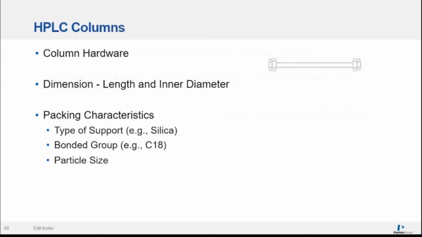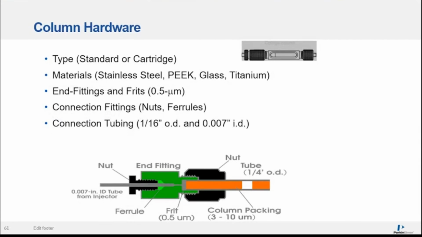Columns. Again, I won't dwell on this much, but I do want to talk for a moment about hardware and length and diameter. There are different types of columns. There could be a standard column or a cartridge column where you have a holder and you can just buy refills for it. The columns could be made of stainless steel or PEEK, polyether ether ketone, glass, or titanium. These columns will have end fittings, which have frits in them of 0.5 micron. The frits keep the packing in the column, but also keep the junk out of the column. And then you'll have nuts and ferrules and connecting tubing.